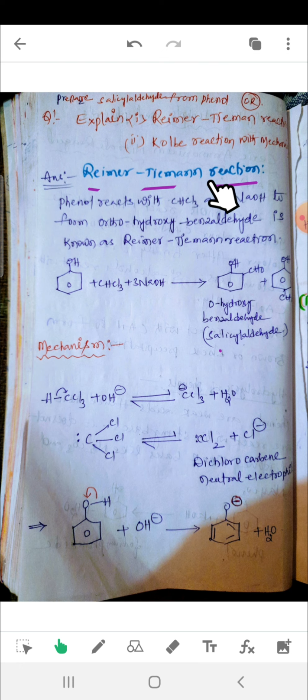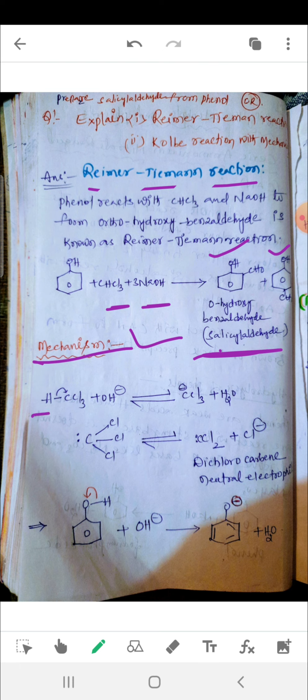What is the Reimer-Tiemann reaction? Here phenol reacts with chloroform, CHCl3, and NaOH to form ortho-hydroxybenzaldehyde. This is known as the Reimer-Tiemann reaction. So phenol reacts with chloroform and NaOH to form ortho-hydroxybenzaldehyde. Practice this reaction. So what is the mechanism?